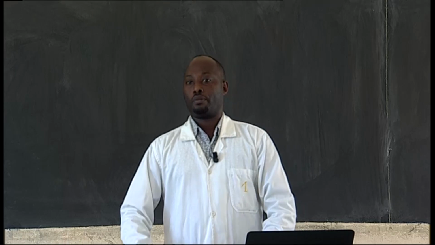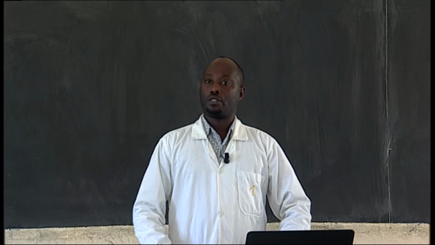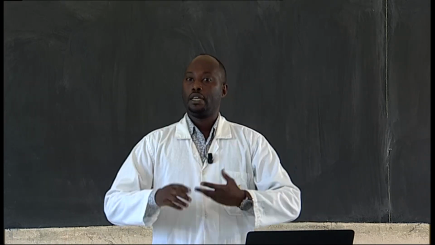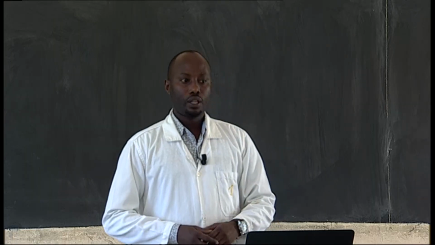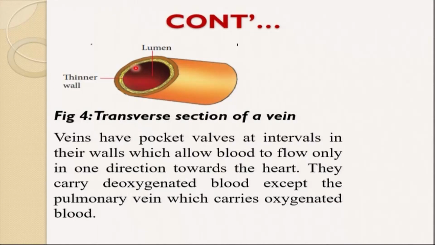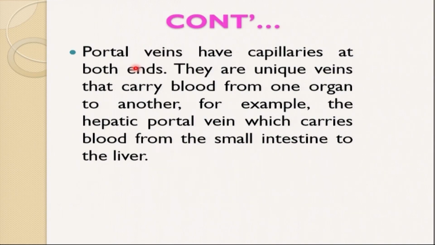If the blood is flowing from the legs, from the intestines and arms, it has to go to the heart. It has to move in a single direction. They carry deoxygenated blood, except the pulmonary vein, which carries oxygenated blood. We have portal veins, which have capillaries.